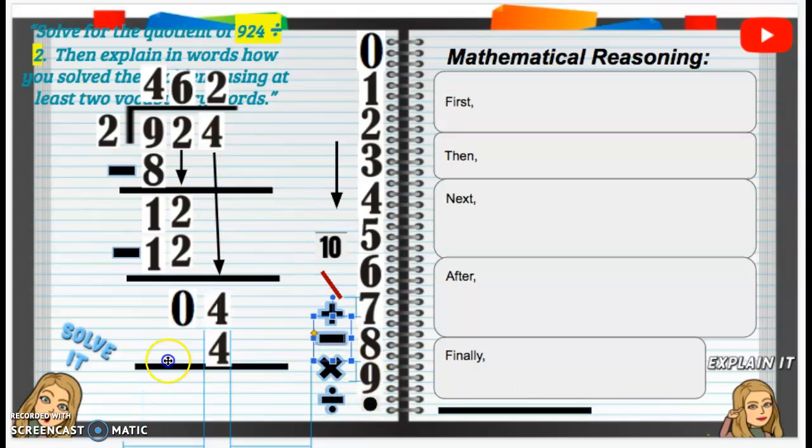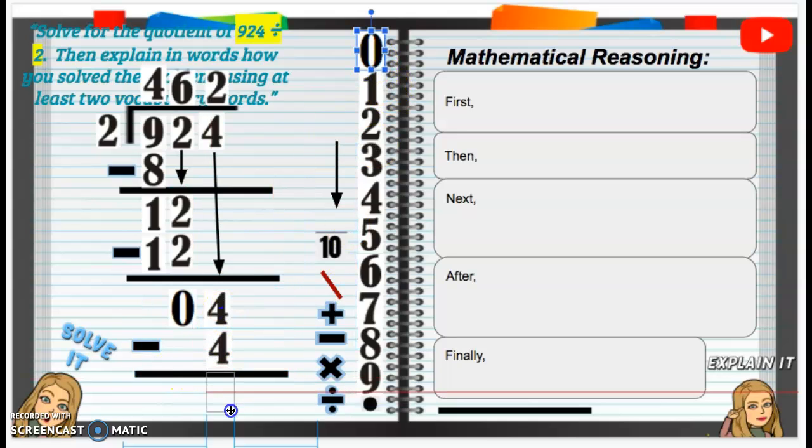All right, so now I know that 4 minus 4 is going to be 0. Now am I done? Yes, there's nothing else to bring down, and there are no remainders because we end up with a 0. So we have our answer of 462. So our answer is 462, or a quotient, I should say. Now, we're going to write about it.